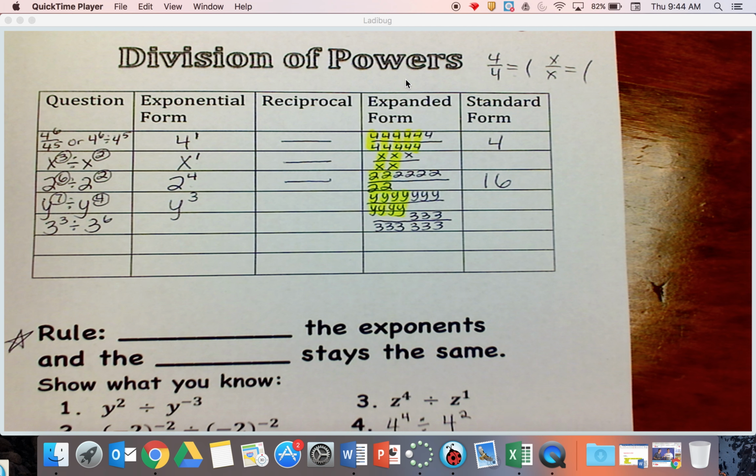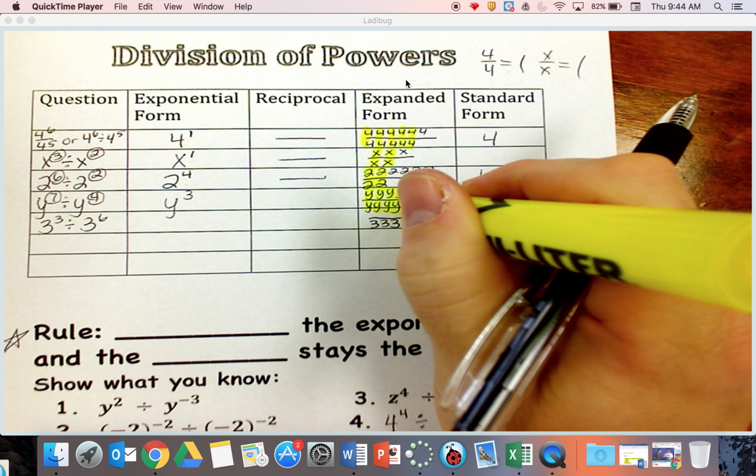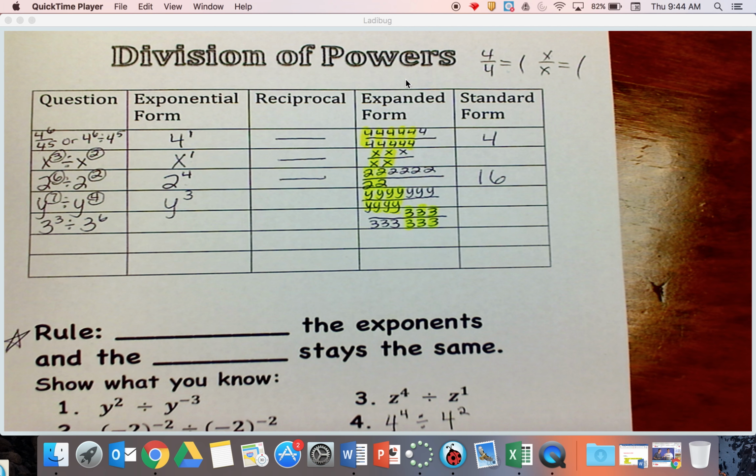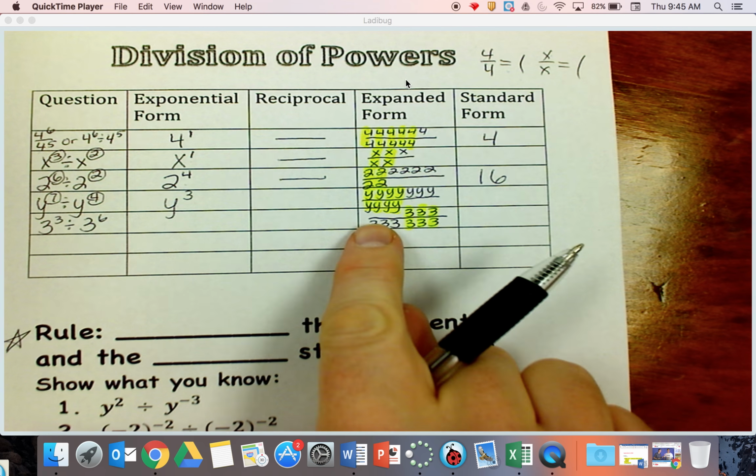So let's see what I have paired up. I'm taking 3 of them away. 1, 2, 3. Oh, they're gone. So I took 3 away, and I have 6 on the bottom. So I have 3 down here at the bottom.